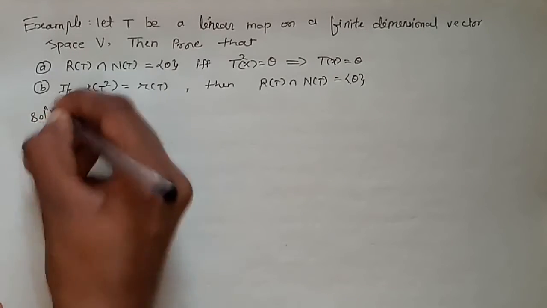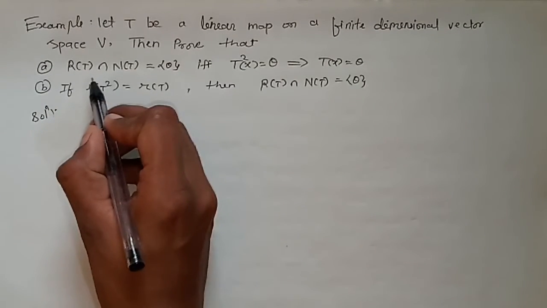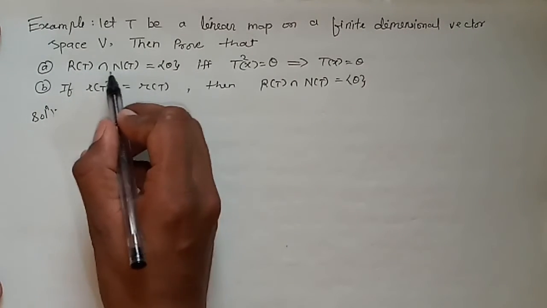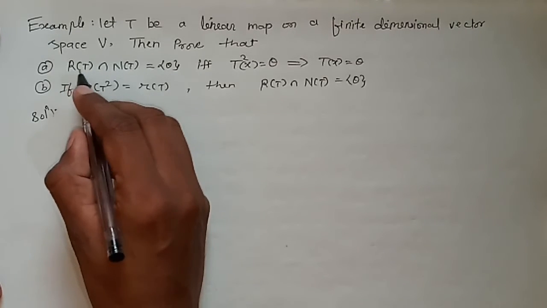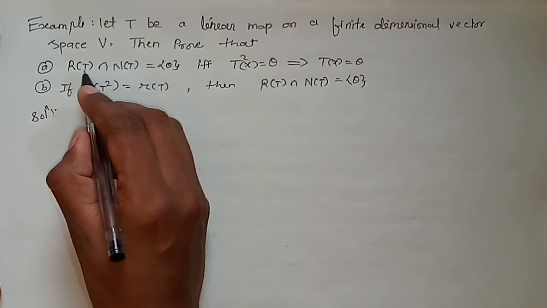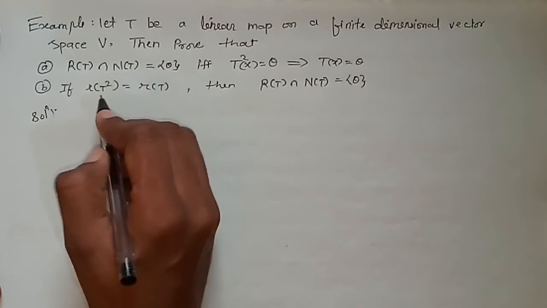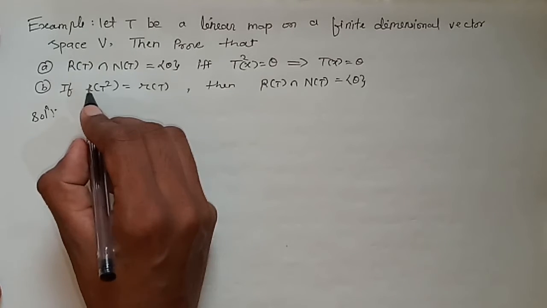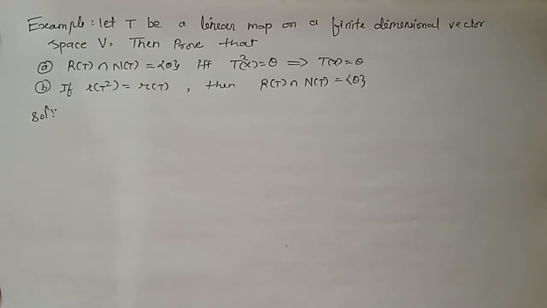Solution. So let us start its proof. Before starting its proof, we should know what is R of T and N of T. We already know that R of T is nothing but the range of T, which is a subspace of V, and N of T is nothing but the nullity of T, and this small r indicates rank of T. This is range of T and this is rank of T.